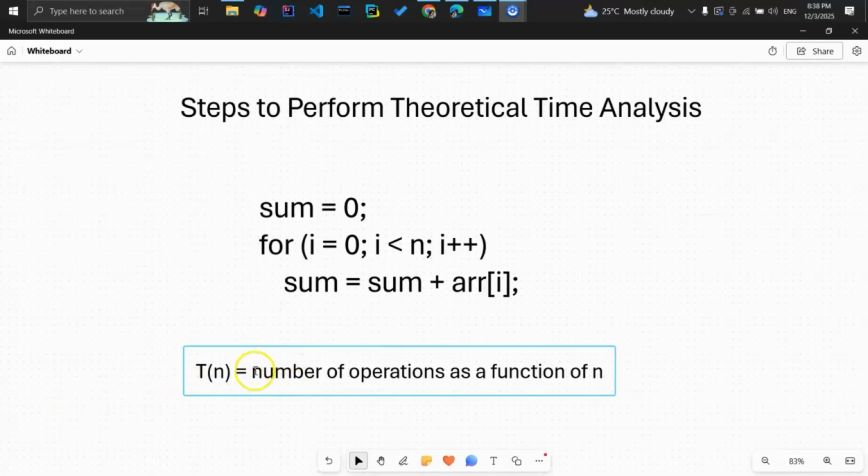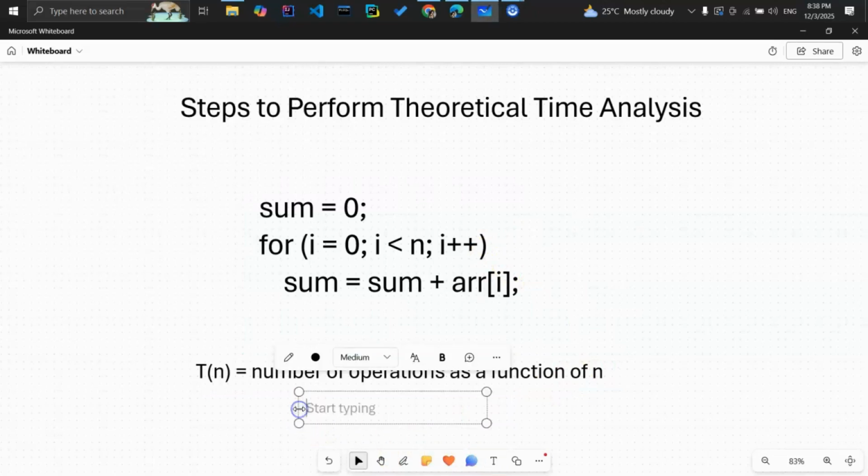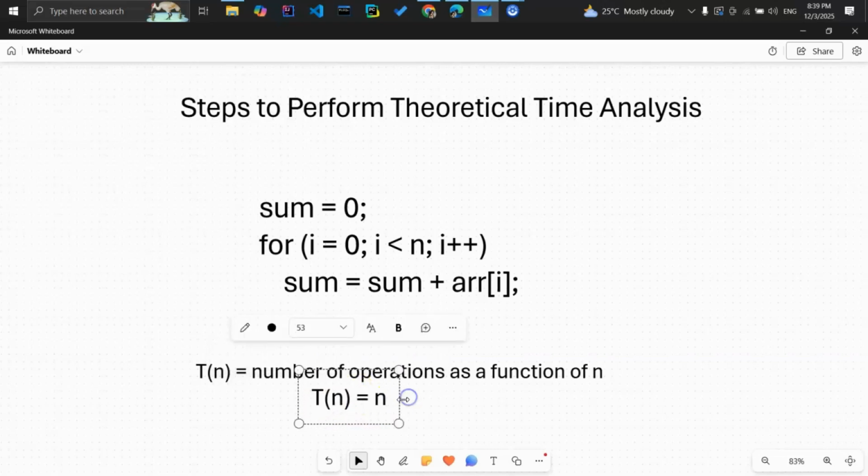We can represent it like this. How can we represent this? We can write it as T(n) equal to n.